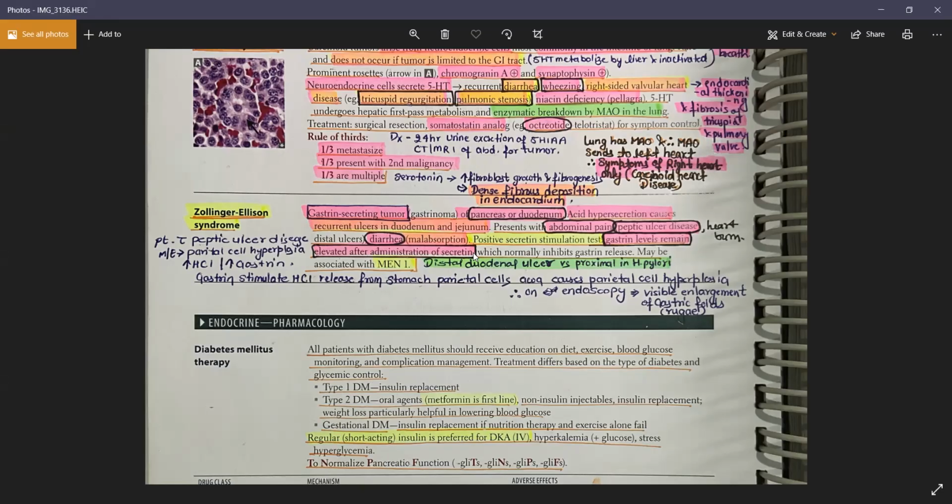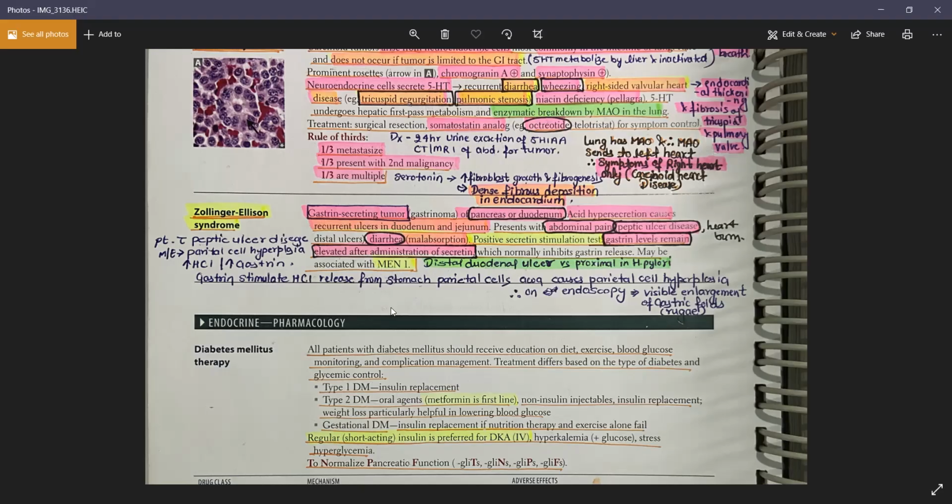Just remember one fact. In a normal individual, because gastrin is released by the antrum, secretin will inhibit that part. But in the case of the pancreas, secretin actually stimulates the pancreatic secretions. So it will cause more release of gastrin from the pancreas if you give the patient secretin. This is a positive secretin stimulation test, and it is also associated with MEN-1 syndrome.